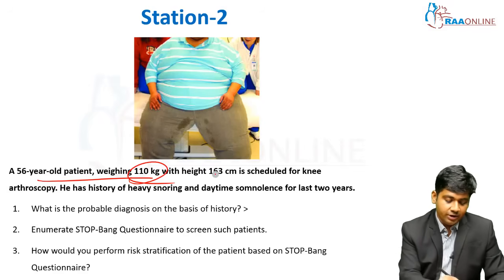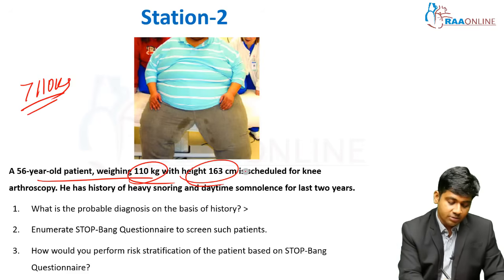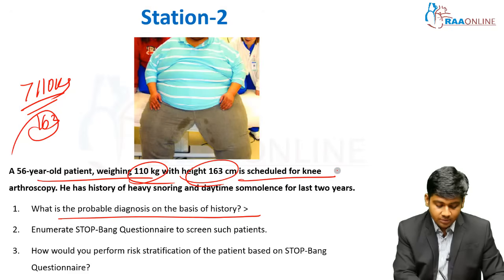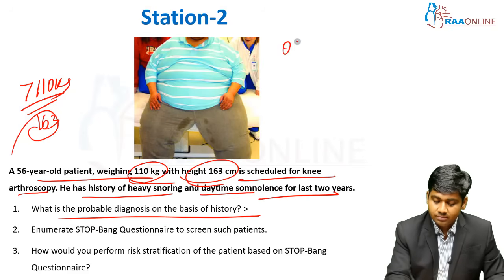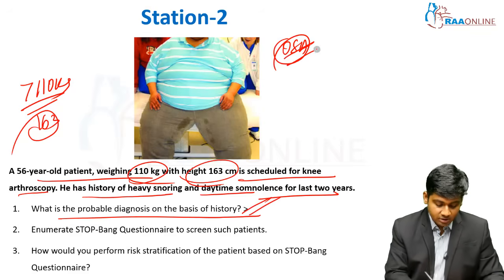A 56-year-old male, see the weight is more than 110 kilo. So it is obesity. Height is 163. You have to calculate the BMI. Probable diagnosis based on the history. Scheduled for knee arthroscopy. Has a history of snoring, daytime somnolence. So it is a patient of OSA. Complete the diagnosis based on the history only. We say this is OSA.